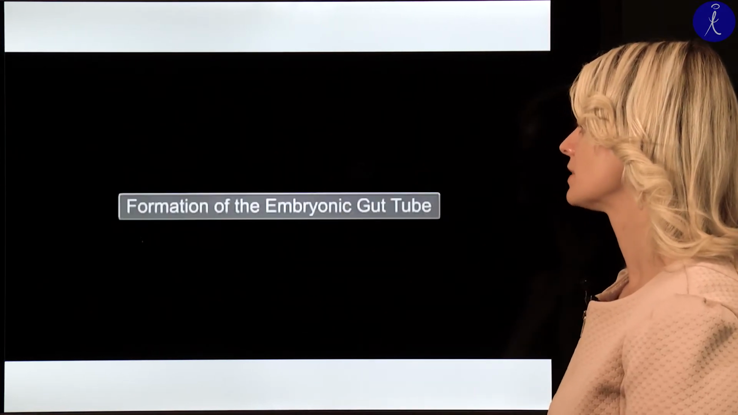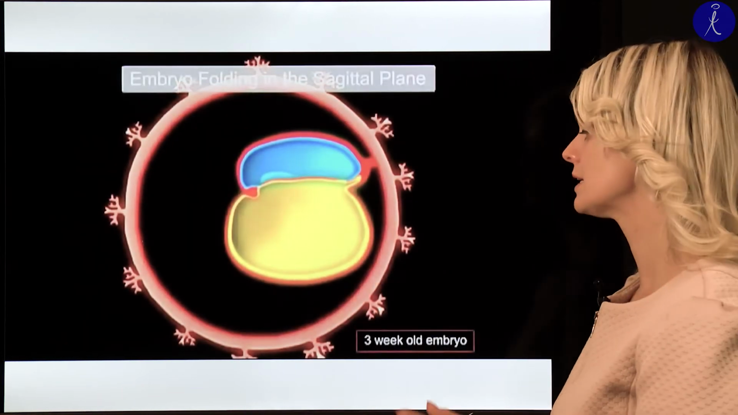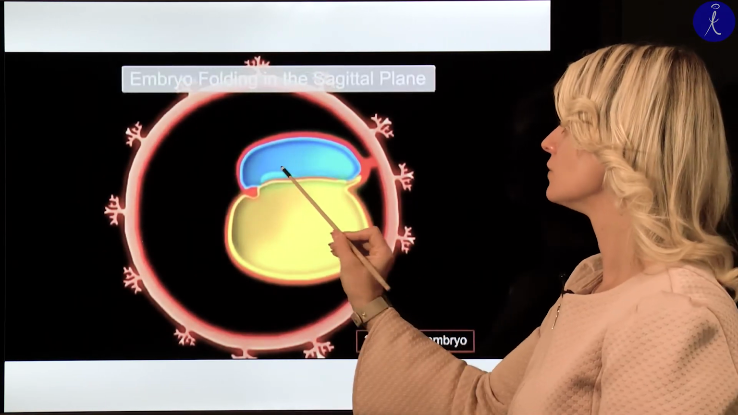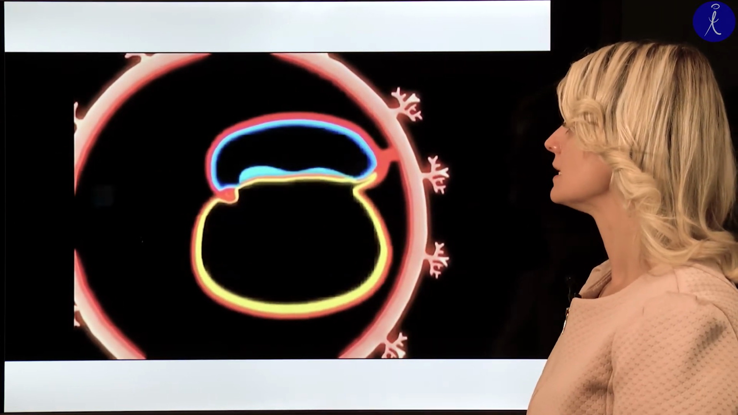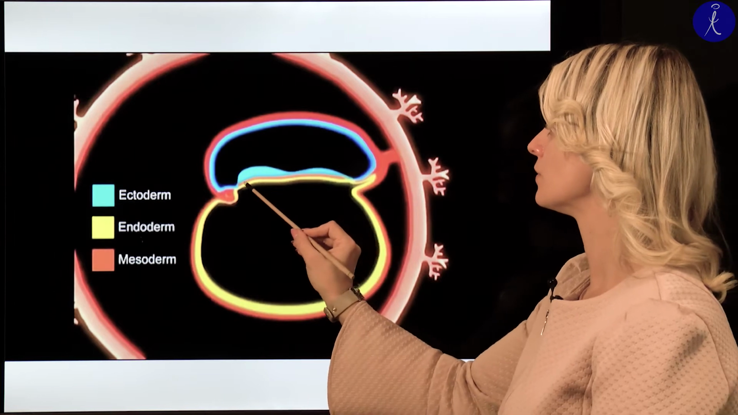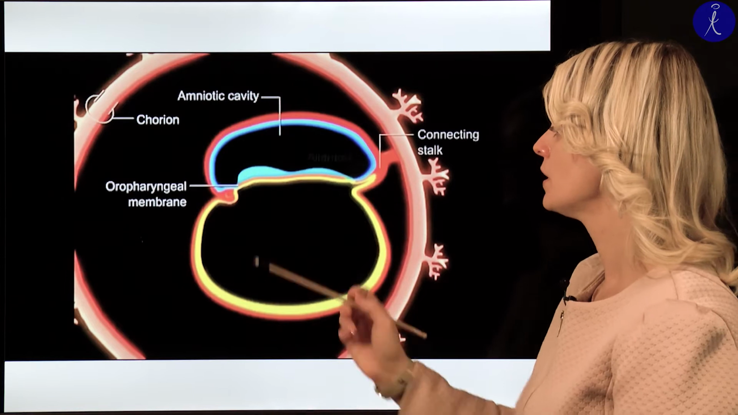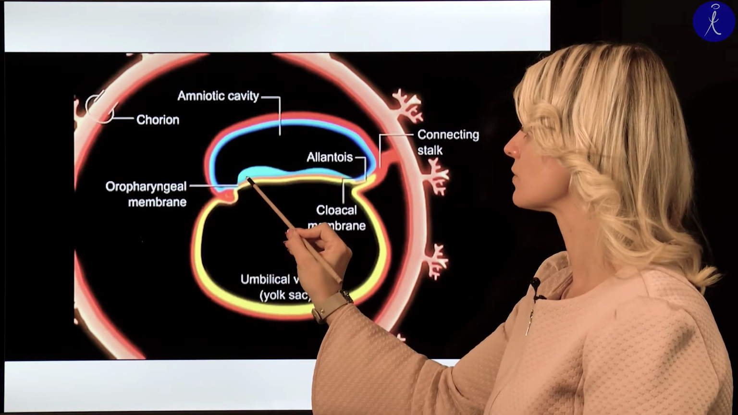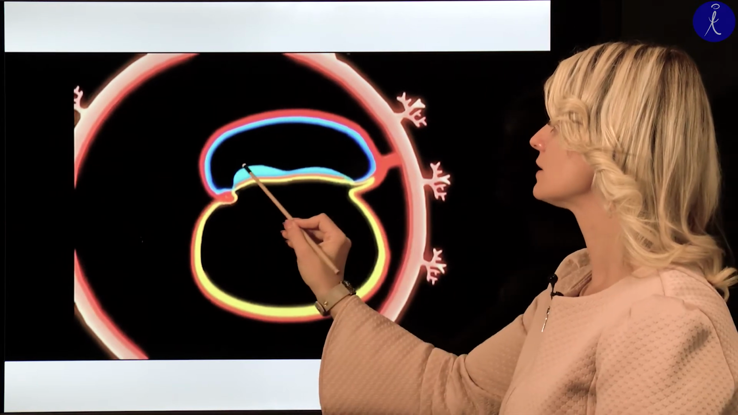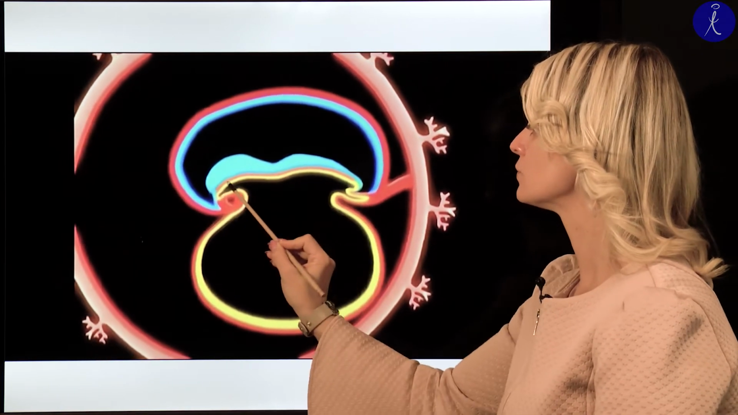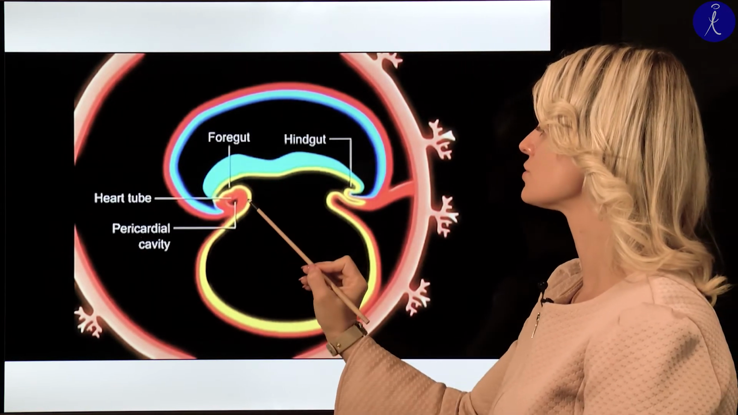The development of the gastrointestinal tract will start at the 3rd week. Here you can see the folding. Uppermost layer is the ectoderm, the red one, the mesoderm, the yellowish is the endoderm. You can see the heart field is located in front of the buccopharyngeal membrane, and during the craniocaudal folding, it will go towards the pericardial cavity behind the buccopharyngeal membrane.